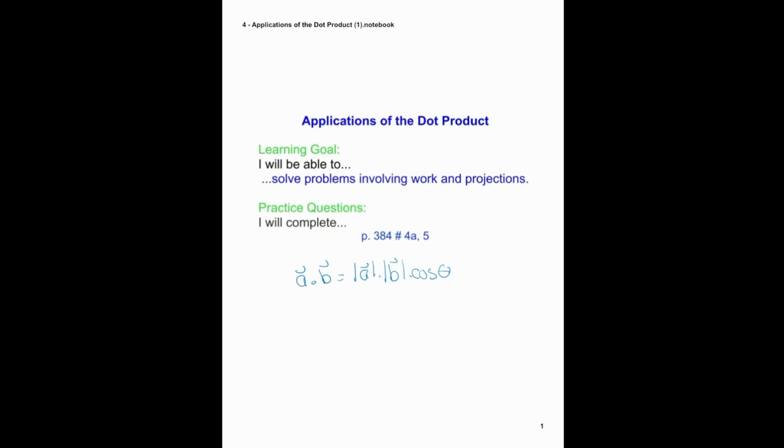So the goal for today is simple. See the dot product not just as math, but as a lens for understanding how vectors interact in the world around us.